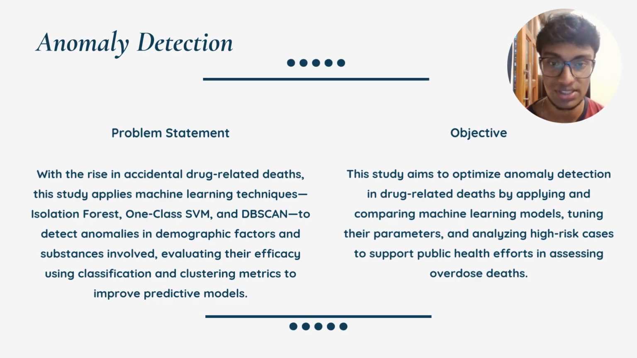The goal of the study is to optimize anomaly detection in drug-related deaths by implementing and comparing different machine learning models. Through hyperparameter tuning, the models were refined to better distinguish between normal and anomalous cases, helping to identify key factors in overdose deaths. By providing a comparative analysis of model performance, this research contributes valuable insights to public health, aiding in the assessment and prevention of drug overdose fatalities.